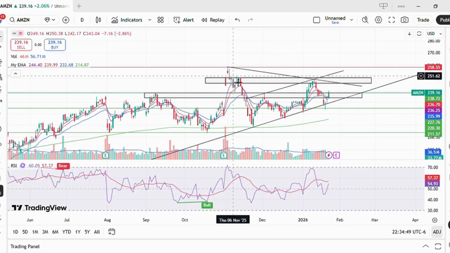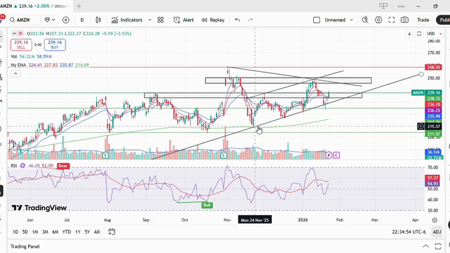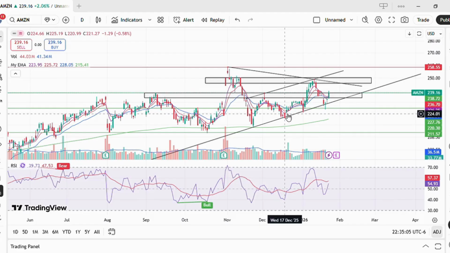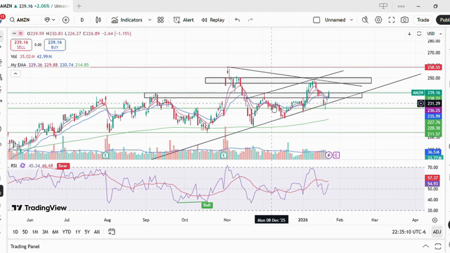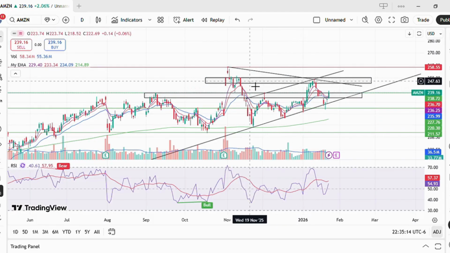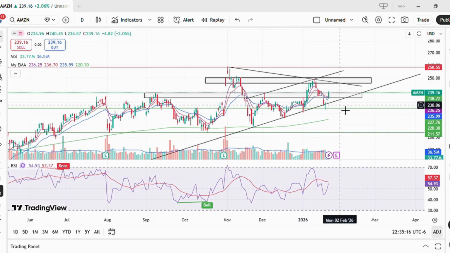If you look at this correction, it did not form any lower low yet. When it rejected at this fair value gap or supply zone, it did not form a lower low. Instead, price moved up and formed a higher low in the lower time frame, and then when it rejected at this supply zone again, it did not form a lower low, and it formed a higher low.